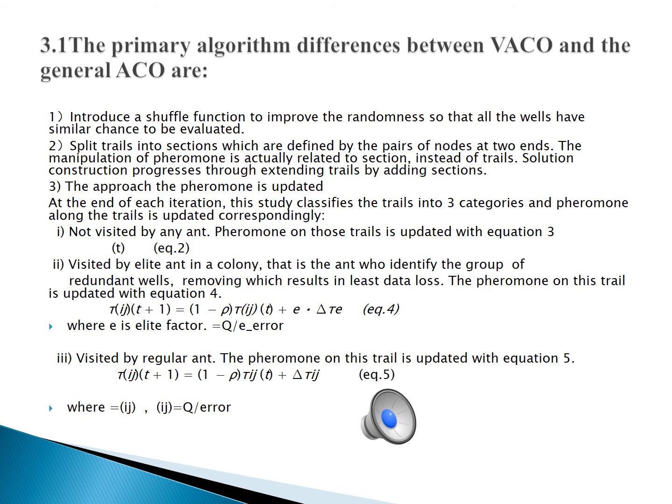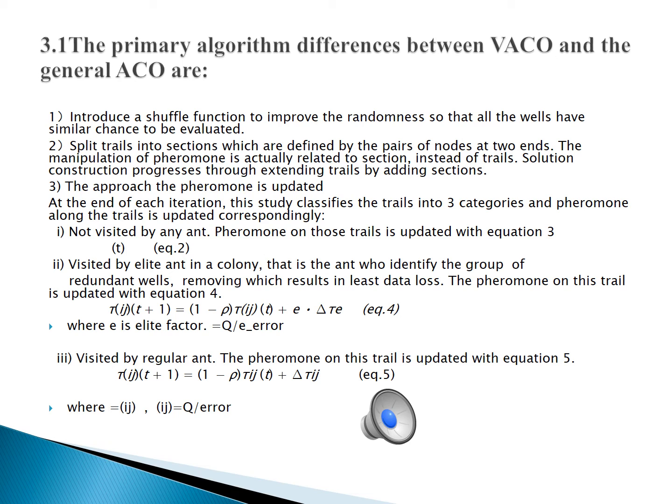The primary algorithm differences between variable ACO and the general ACO are: 1. Introduce a shuffle function to improve the randomness so that all the wells have similar chance to be evaluated. 2. Split trails into sections which are defined by the pair of nodes at two ends. The manipulation of pheromone is actually related to sections instead of trails. Solution construction progresses through extending trails by adding sections.